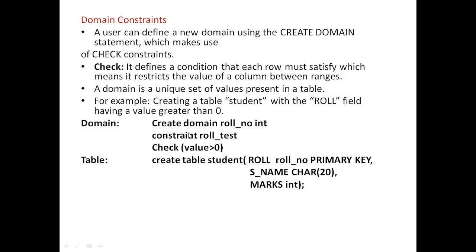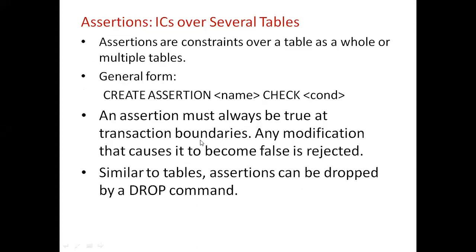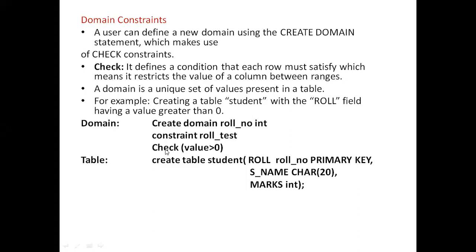For that, I'm creating a domain first. For a domain, we are supposed to give a name along with a constraint. So first, I'm creating a domain roll number that is of type integer, and for the constraint, I'm giving the name roll test. I'm checking with the help of a check constraint that the value has to be greater than zero, and that domain I'm using in my creation of the table.